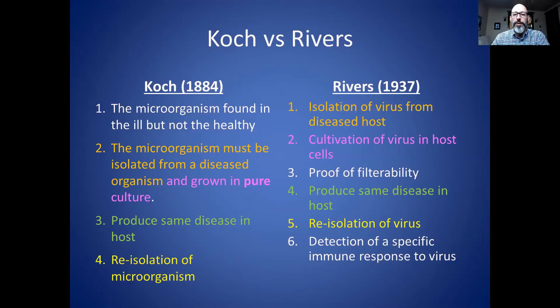But with a virus, since they can't reproduce and they're not alive, you can't grow them in a pure culture of just virus particles. So you need to have host cells. That would be cells basically from the person who is ill or the source of the virus in the first place. Now, there's the third criterion of Rivers, which is not in Koch's postulates, which is proof of filterability.